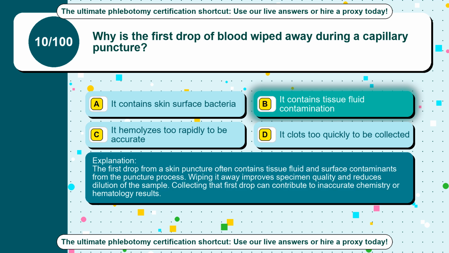The first drop from a skin puncture often contains tissue fluid and surface contaminants from the puncture process. Wiping it away improves specimen quality and reduces dilution of the sample. Collecting that first drop can contribute to inaccurate chemistry or hematology results.